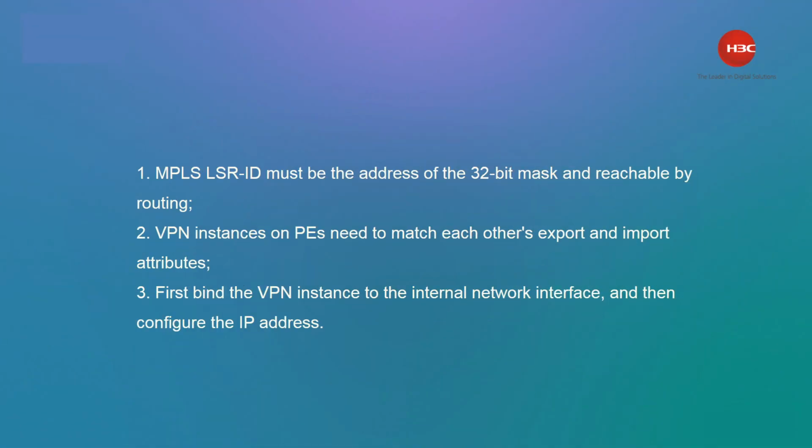At last, there are some points that require special attention. Let's emphasize again. Point 1: the MPLS LSR ID must be a 32-bit mask address and reachable by routing. Point 2: VPN instances on PEs need to match each other's export and import attributes. Point 3: first bind the VPN instance to the internal network interface, and then configure the IP address.